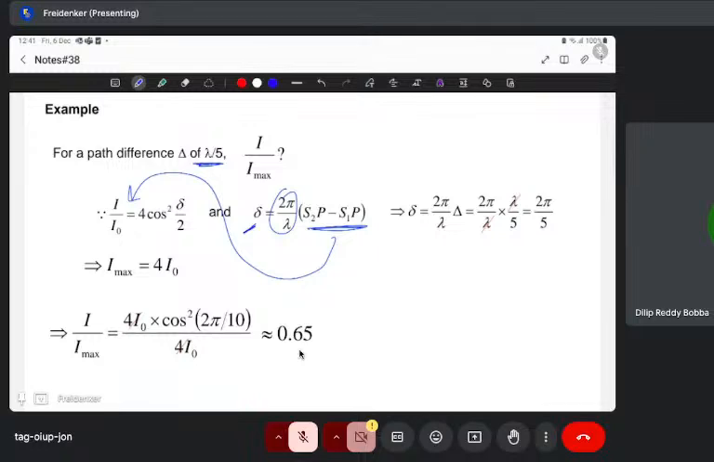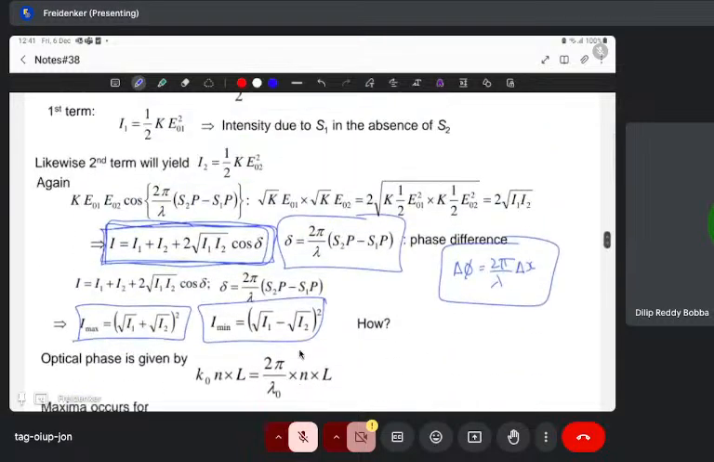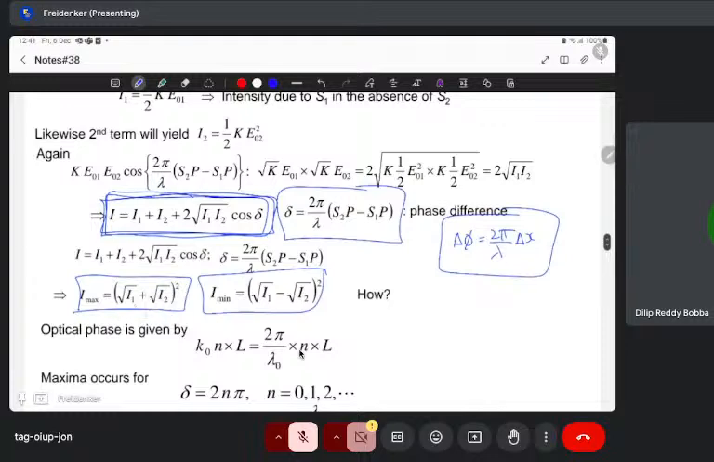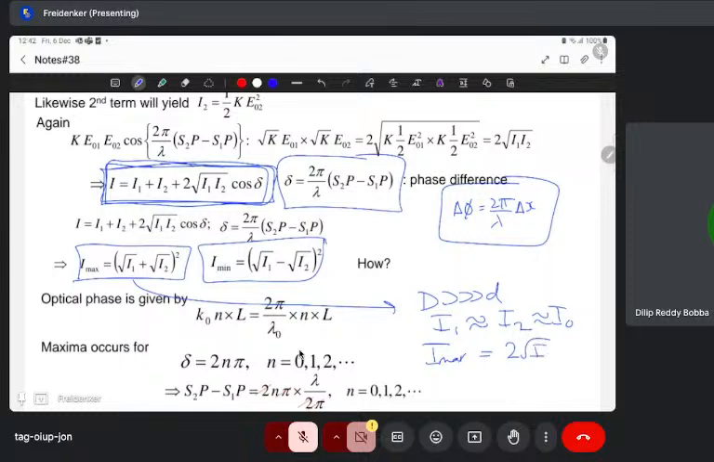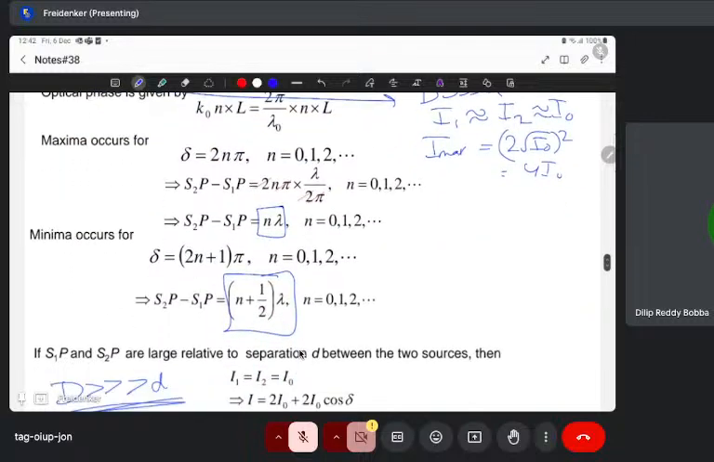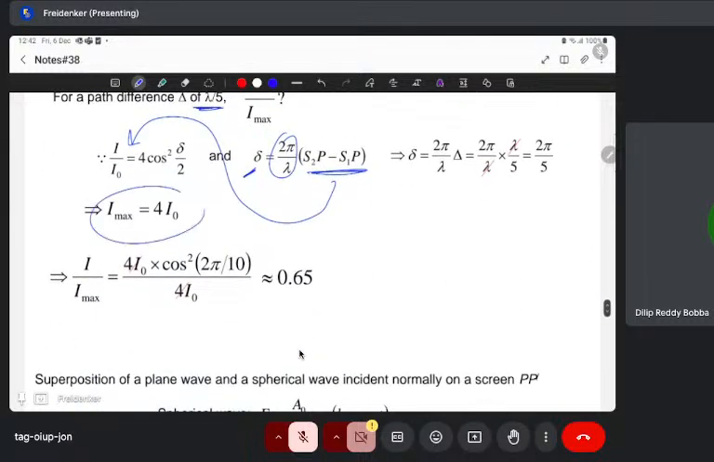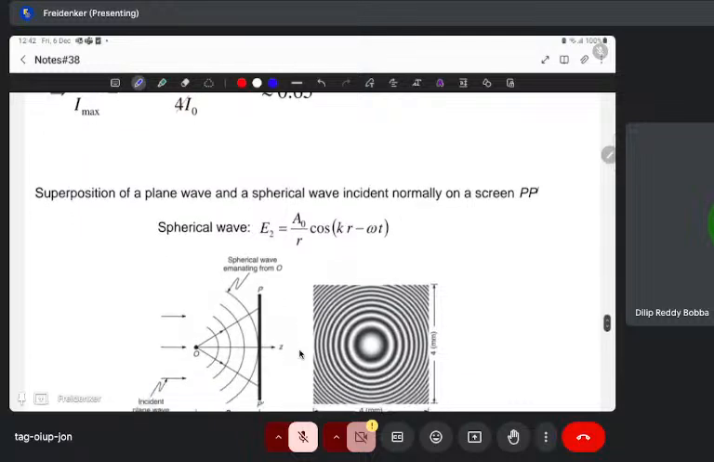They're asking you I by I max. I max is, see, I max is here, no? And this is I max. When D is greater than D, I1 is equal to I2 equal to I naught, right? So I max will be this, substitute 2 under root I naught whole square. So you'll get 4 I naught. So that is how you got I max as 4 I naught. Take the ratio, you'll get whatever answer that you require.